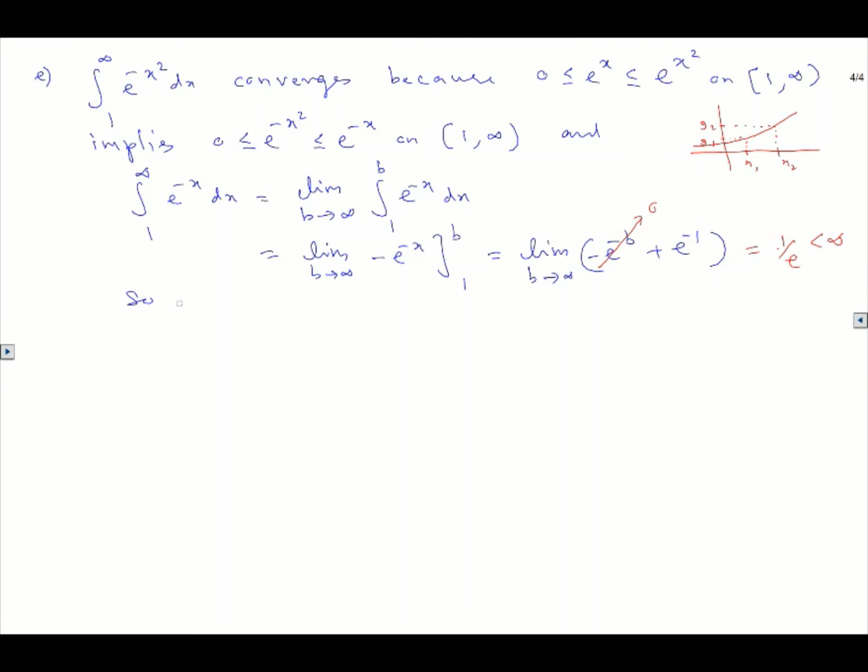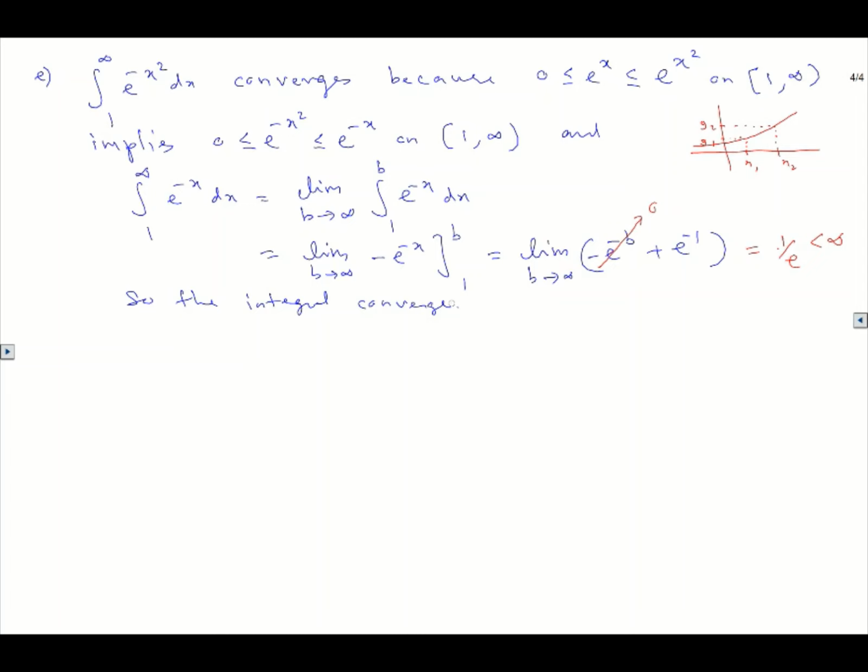So the integral converges by the direct comparison result, because now you can see that the larger one converges. In this case, the larger one is the integral of e to the minus x, and that one converges, so the smaller one has to converge. These are the kind of things that you can prove using the direct comparison result.